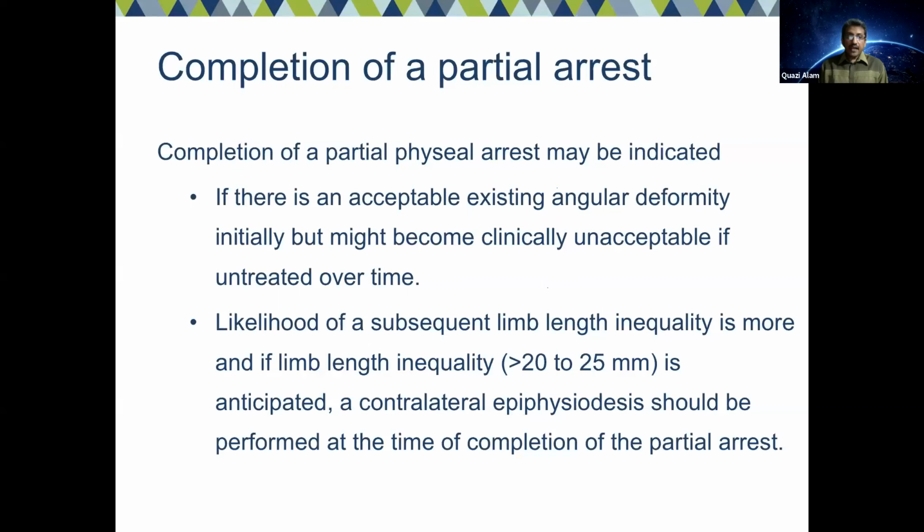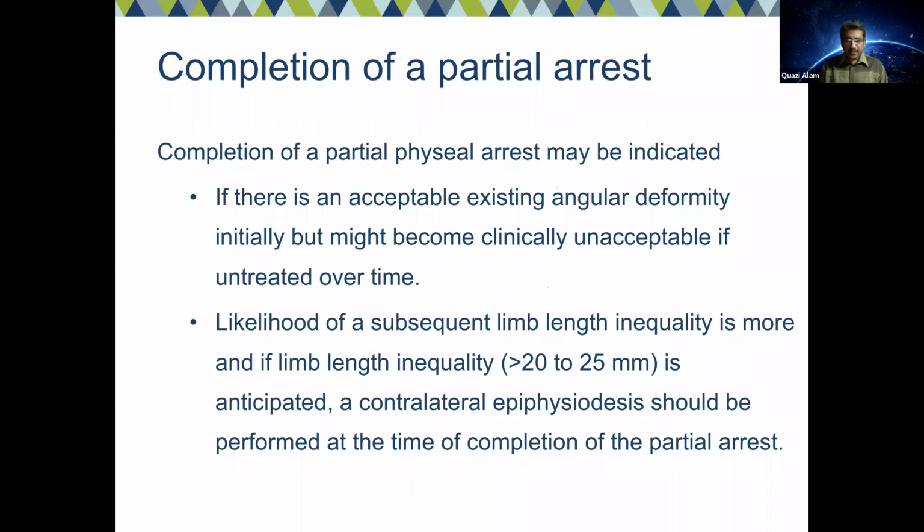You can make a partial arrest into a complete one. When can you do it? If you think the existing angular deformity, which is at present right now, may be acceptable, but will become unacceptable over time because this child still has a lot of growth period remaining. In that case, that unacceptable angular deformity will cause much more problem. So what you can do, you can make the partial arrest a complete one. So there will not be an angular deformity anymore, but definitely it will produce some limb length discrepancy.